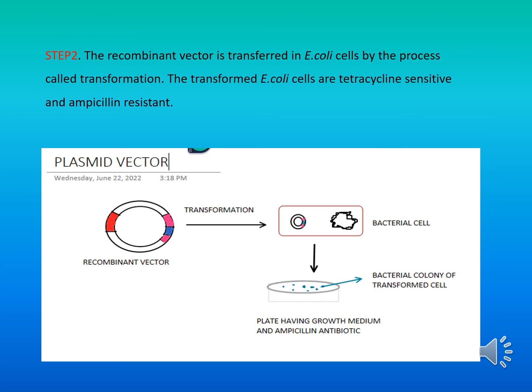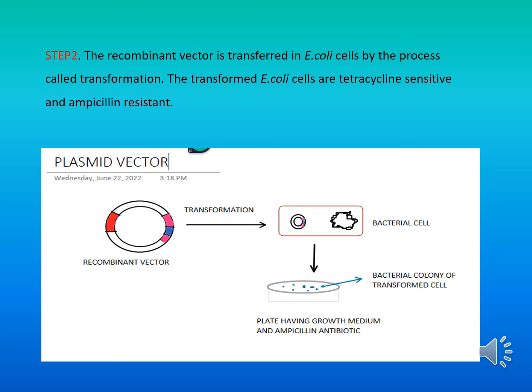After recombinant vector formation, this recombinant vector is transferred into a bacterial cell. Now you see in the diagram, this is a recombinant vector and it is transferred into this bacterial cell. The process by which we transfer this recombinant vector into the bacterial cell is known as transformation. Now this bacterial cell is called a transformed cell. After transformation, the characteristics of the vector are present in this bacterial cell. Now this vector contains two antibiotic resistant genes, ampicillin and tetracycline.